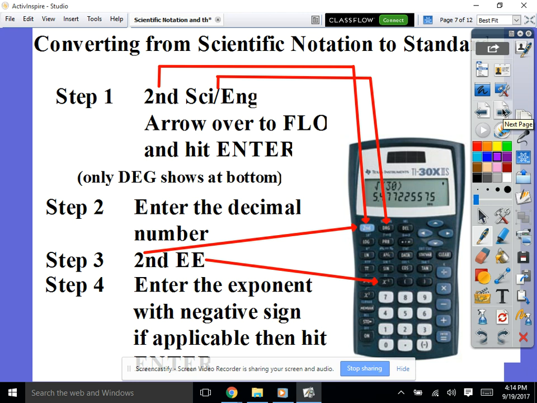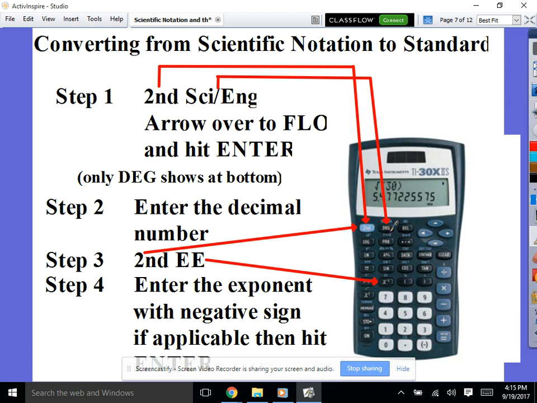All right, if you want to convert from scientific notation back to standard form, step one, hit second, and then DRG, which is right next to it, and you're going to arrow over to FLO, that's floating decimal, and you're going to hit enter. The only thing that should show up at the bottom is DEG. Step two, you're going to enter the decimal number, and let's say you had 5.1 times 10 to the 6th.